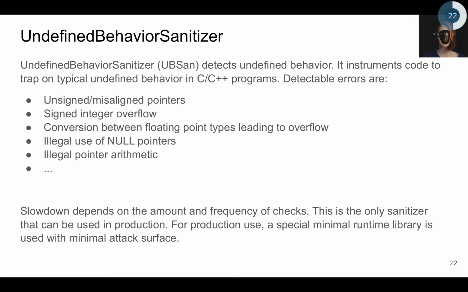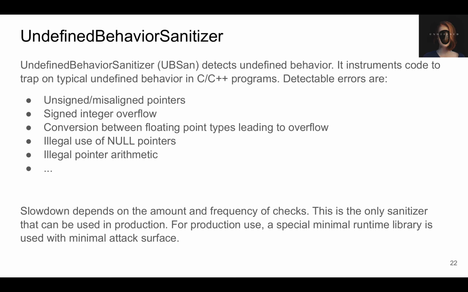Good. Undefined behavior sanitizer, UBSAN. That's the second most commonly used sanitizer. It detects undefined behavior. It instruments code to trap on different kinds of C language semantics and may detect unaligned or misaligned pointers, signed integer overflows, conversion between floating point types, illegal use of null pointers, weird pointer arithmetic, and so on. The reason why this is a sanitizer and not done in general is that there's just too much bad code out there. So this would flag a lot of bugs in the code.